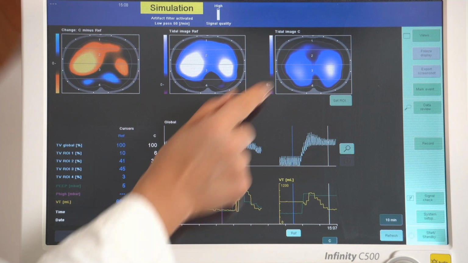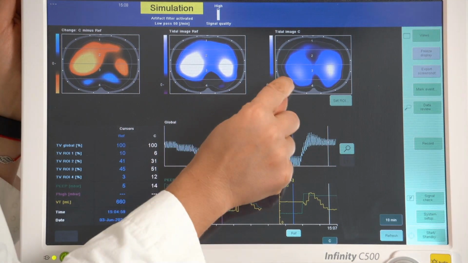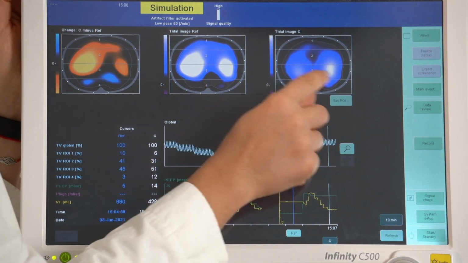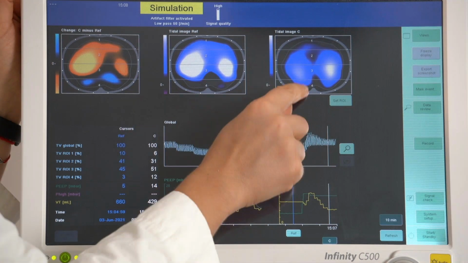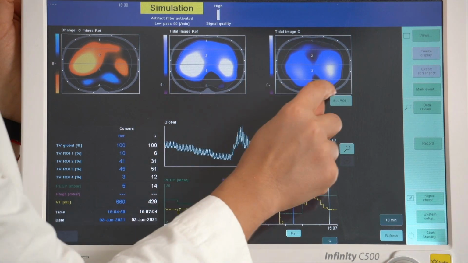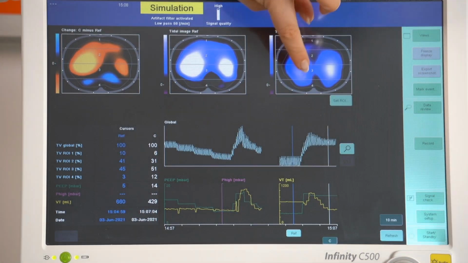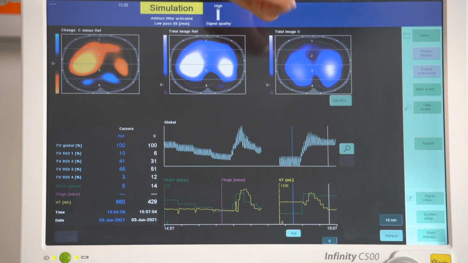First of all, we see that there is a blue color in the dependent region in the lung. In the region of interest 4, we now have blue color. So that's the first indication that we have been successful in opening our lung.